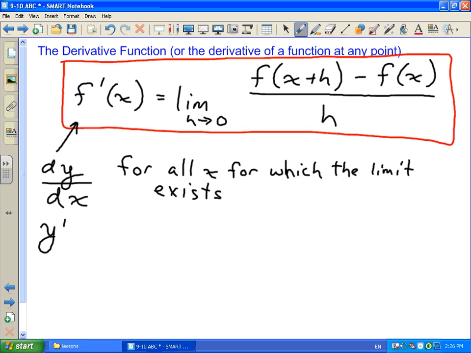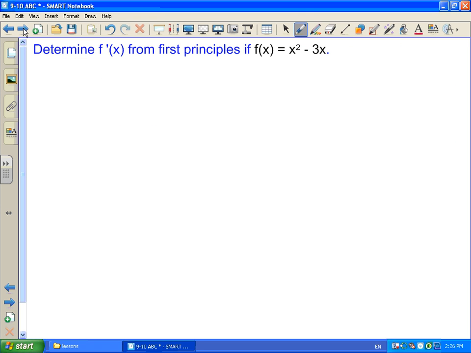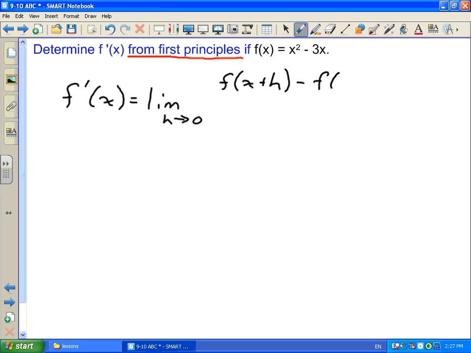Are we ready to go here? Good. You will be asked to determine f primed at x from first principles. And when you see from first principles, that is the mathematical way of saying they want you to use this definition: the limit as h tends to 0 of f at x plus h minus f at x, all divided by h.